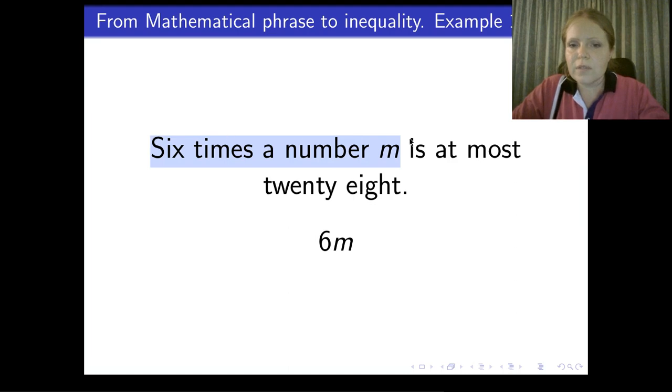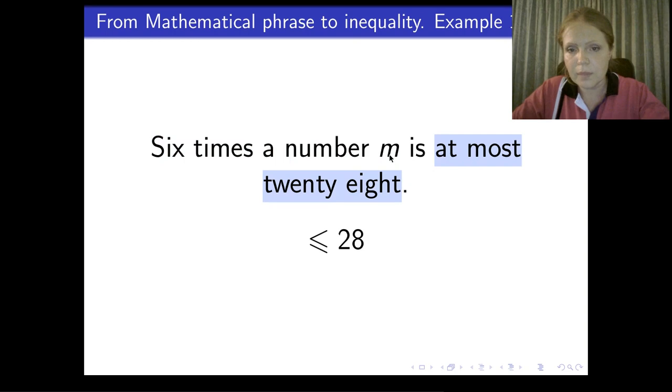Let's look at the left side: 6 times a number m. You are given a number m. You don't know what number it is; you just know this is the variable m. You can read the English words 6 times. That means you have to multiply 6 by this number m: 6m.